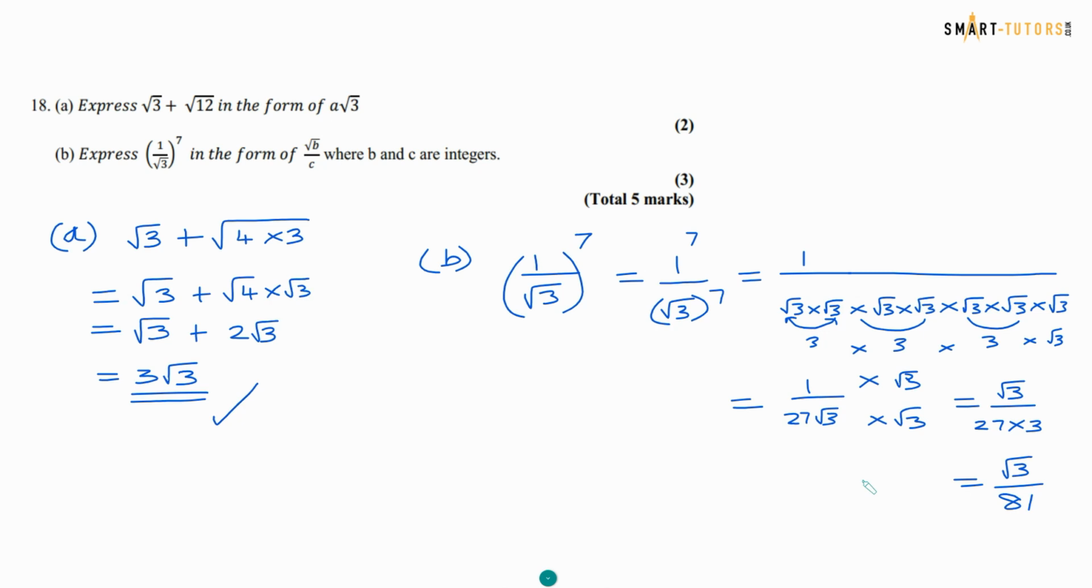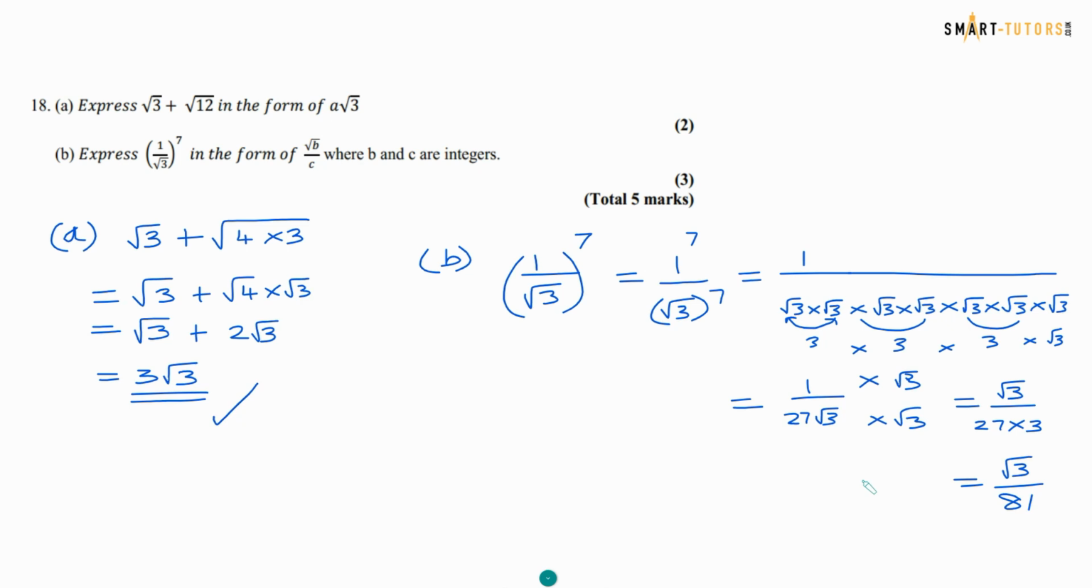B part, 1 over root 3 to the power 7. Root 3 to the power 7 means root 3 multiplied 7 times. Root 3 times root 3 is 3. Root 3 times root 3 is 3. Root 3 times root 3 is 3. Then 3 times 3 is 9, 9 times 3 is 27, and 27 times root 3 is 27 root 3.